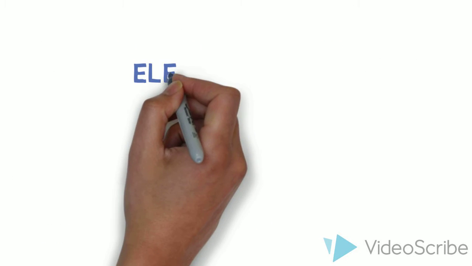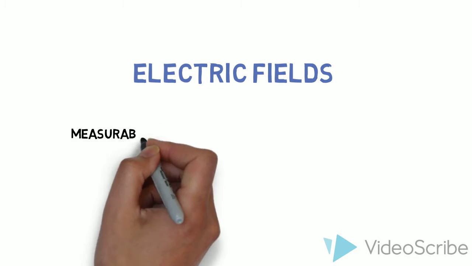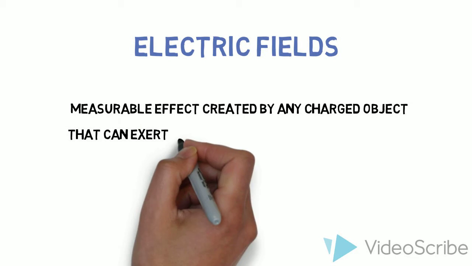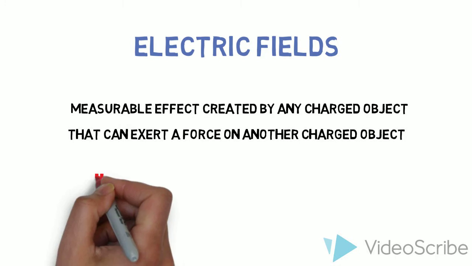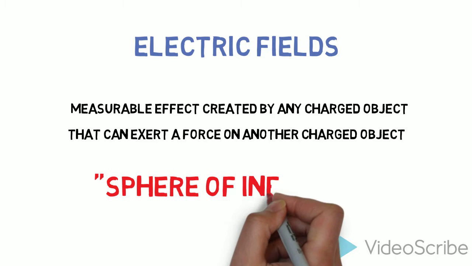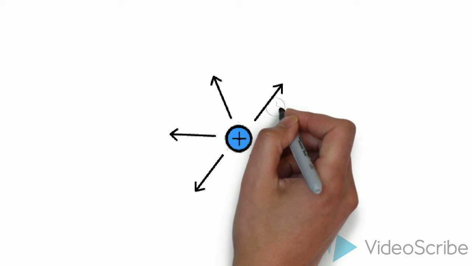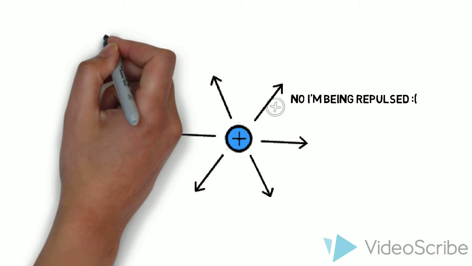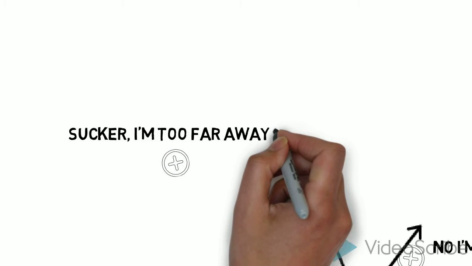Another part of electricity that is critical to our understanding of electromagnetism is electric fields. Electric fields are measurable effects created by any charged object that can exert a force on another charged object. Basically, it's a charged particle's sphere of influence. So if any other charged particle enters this sphere of influence, there will be a force applied to them. Also, the particle's sphere of influence isn't as influential as the distance away from the particle increases.